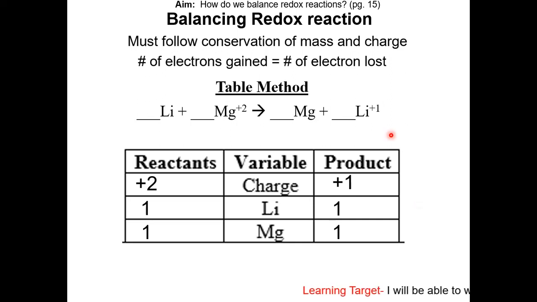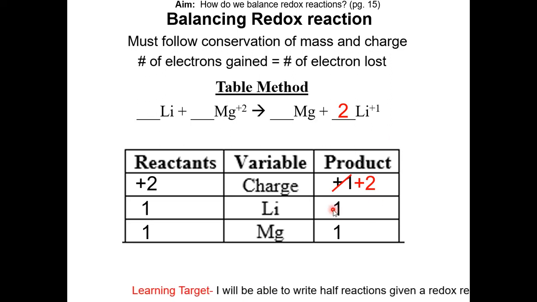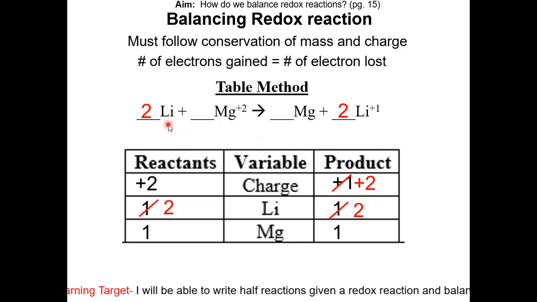To balance the charge, we're going to put a 2 in front of the lithium ion. Now the total charge of the product side is 2. But now we have 2 Li on the product side. Therefore, we need to put a 2 in front of Li on the reactant side. Now our redox reaction is balanced.